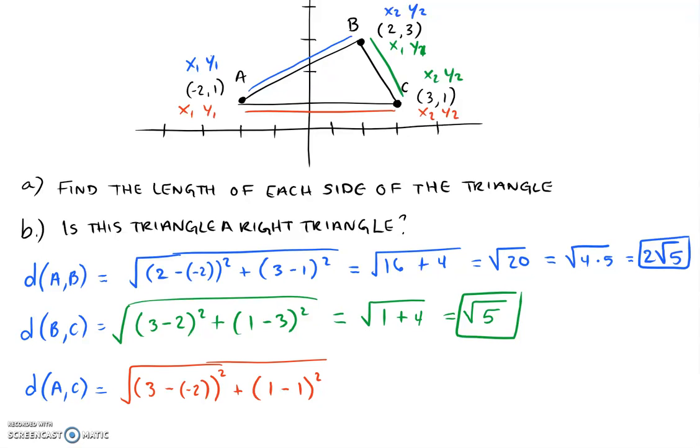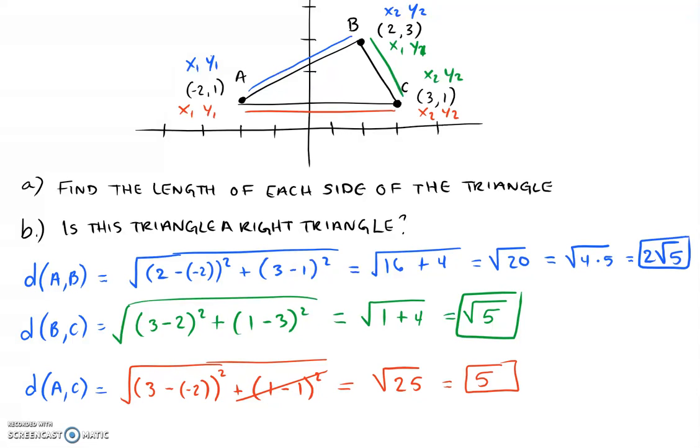So as you can see here, the 1 minus 1 is going to turn into a 0. 0 squared is 0, so we can basically knock this out right from the get-go. And all we have left is 3 minus -2, which would be a positive 5. And squaring that would give us 25. Then, of course, square rooting that would simply give us 5.